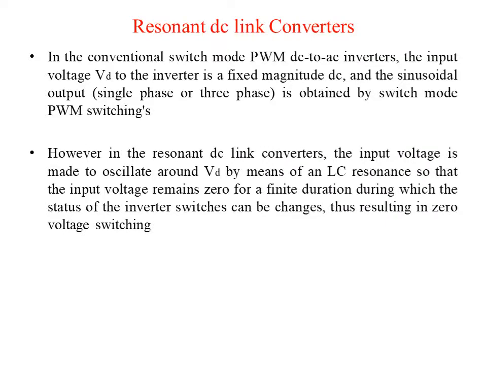However, in the resonant DC link converters, the input voltage is made to oscillate around Vd by means of LC resonance. That means by controlling the reactance of inductance and capacitance, we can oscillate the voltage around plus minus Vd so that the input voltage remains zero for a finite duration, during which the status of inverter switches can be changed, thus resulting in zero voltage switching.